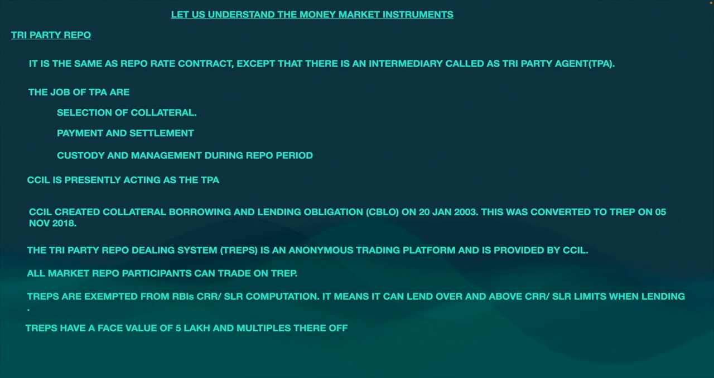All these TREPS which are traded on this platform, that is the CBLO platform, have a face value of 5 lakh and multiples thereof.